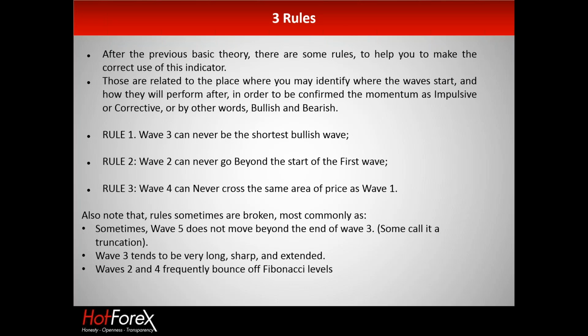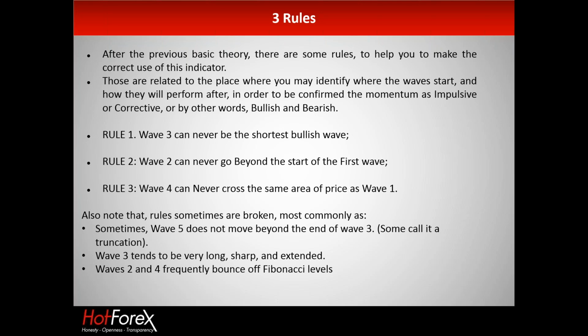With this they can confirm the formation of a corrective Elliott wave. Rule number 2, wave number 2 can never go beyond the start of the first wave. Let's say that you have a triangle starting on a, let's put a vertical line where it's the 0, the -10, and above the 0 you have +10 and +20.